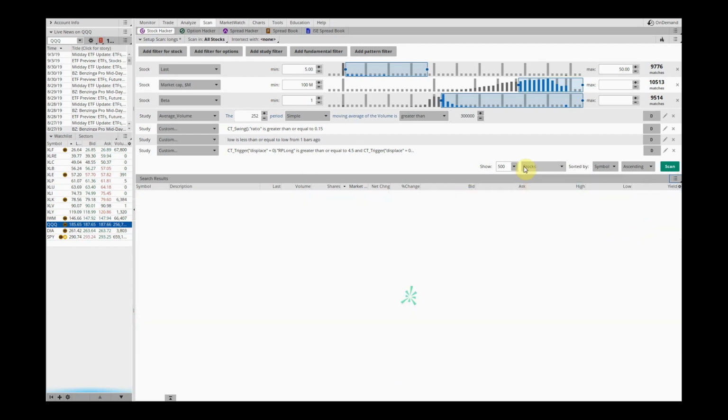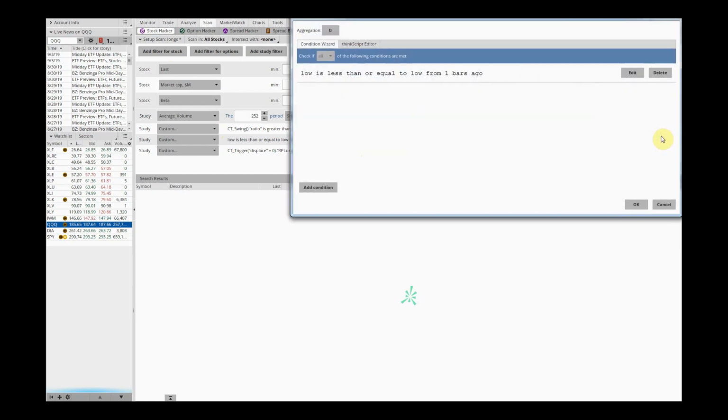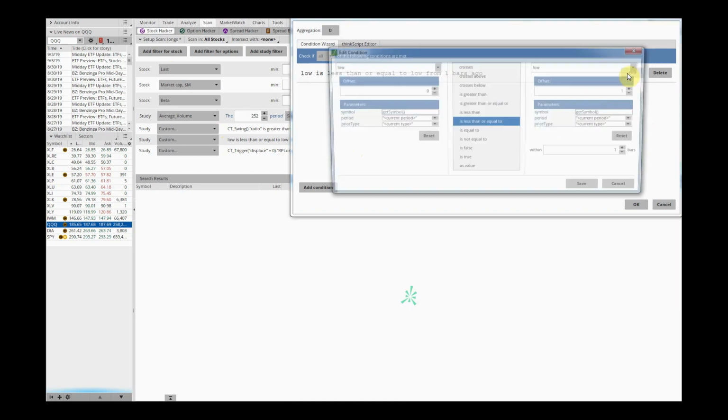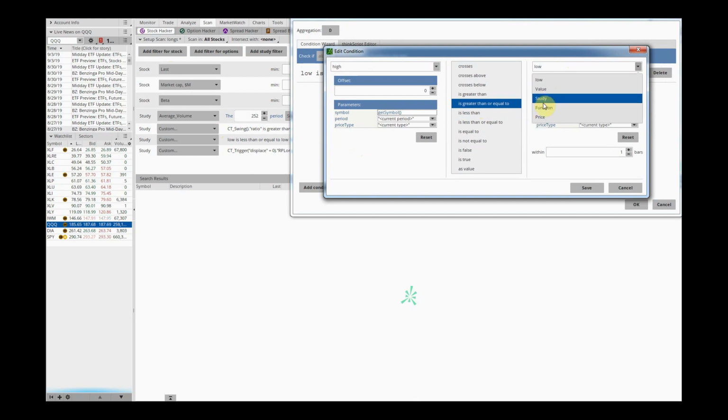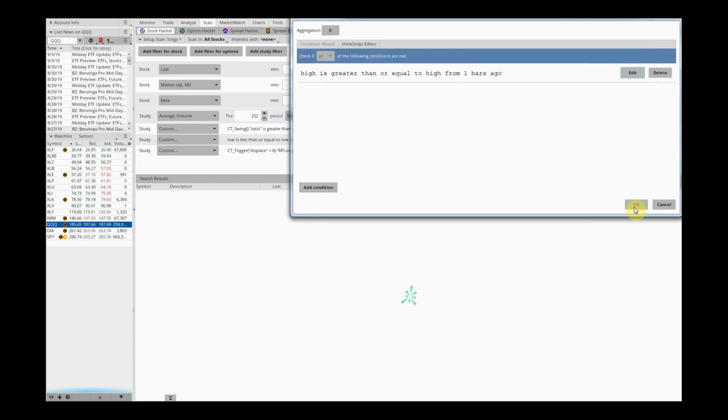Save that. Now to look for the short side, basically the price, the market cap, the beta, the volume, and the swing, those will stay the same. All we want to do now is switch from a potential dip in the market to a potential rally that we would look to short off of. So it's just basically the opposite of what we just did. So now we'll go to price. High is greater than or equal to the price high from one period ago, that being yesterday's high.